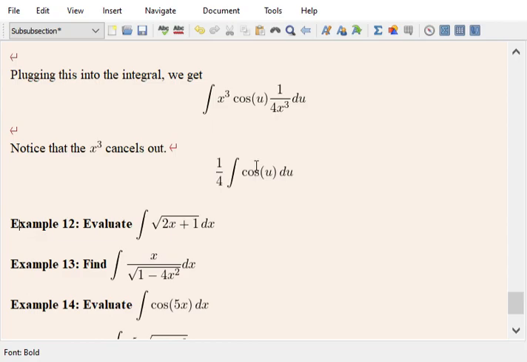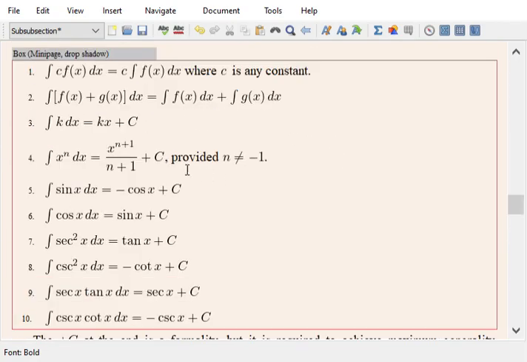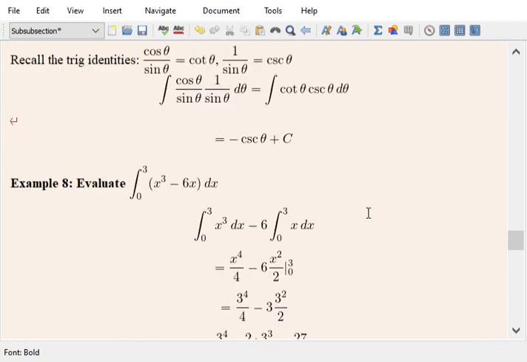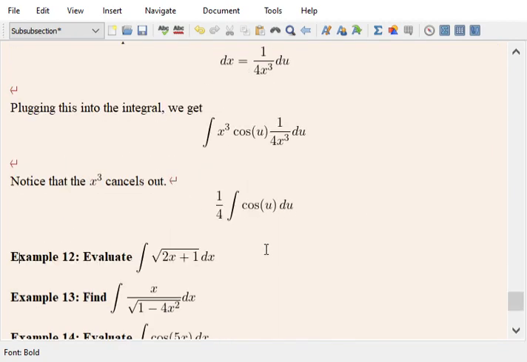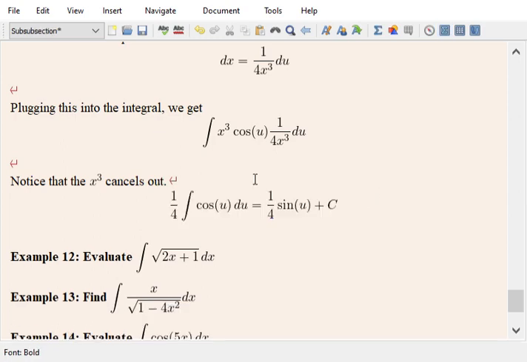So what is the antiderivative of cosine? Well, we know what that is. We have a formula for that. The antiderivative of cosine is just sine. So at this point, this is super easy to figure out. It's just sine. And then this is an indefinite integral, so we have to add in the plus c.